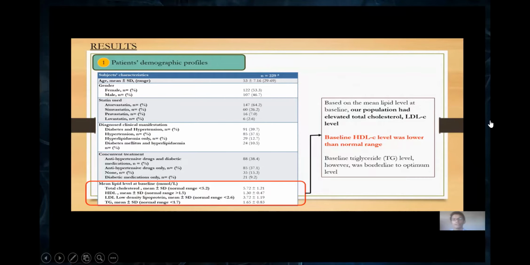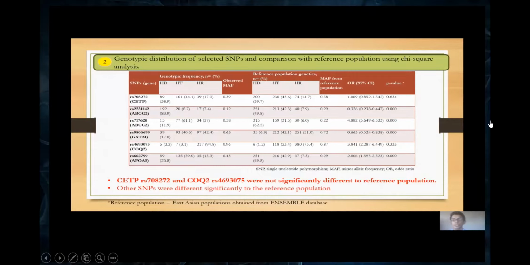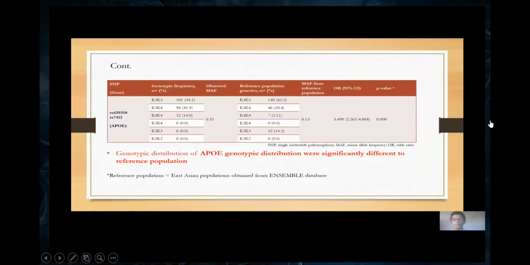The second result is the comparison of genotypic distribution of our population and the reference population using chi-square analysis. Reference population here refers to East Asian populations from the Ensembl database. As you can see in the table, focusing on the p-value of each SNP, CETP RS708272 and COQ RS469375 were not significantly different as compared to the reference population, while the other SNPs were significantly different. For ApoE gene, focusing on the p-value, you can see that the genotypic distribution of ApoE gene was significantly different to the reference population.